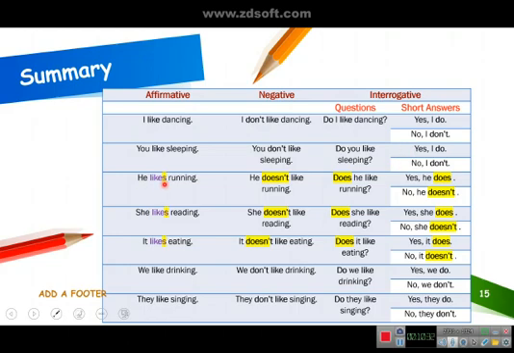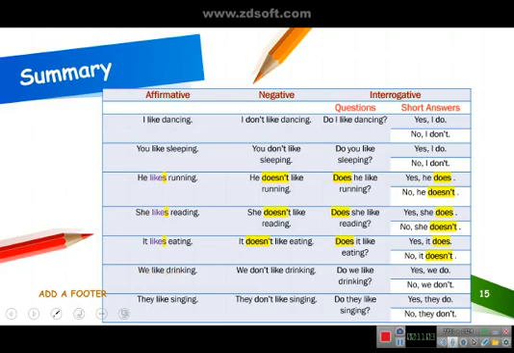He likes running. He doesn't like running. Does he like running? Yes, he does, or no, he doesn't. She likes reading. She doesn't like reading. Does she like reading? Yes, she does, or no, she doesn't. It likes eating. It doesn't like eating. Does it like eating? Yes, it does, or no, it doesn't.